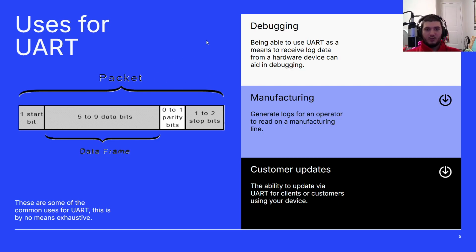Uses for UART. It's very useful in debugging, since you can use it to send logs back to a host device, because you can't really use a visible console on a piece of hardware. In manufacturing, it can be used like debugging to generate logs for an operator so that they can read assembly line equipment's status, and for customer updates, so somebody could use UART to flash new data onto a device or whatever they need to do with their own device once they buy it.